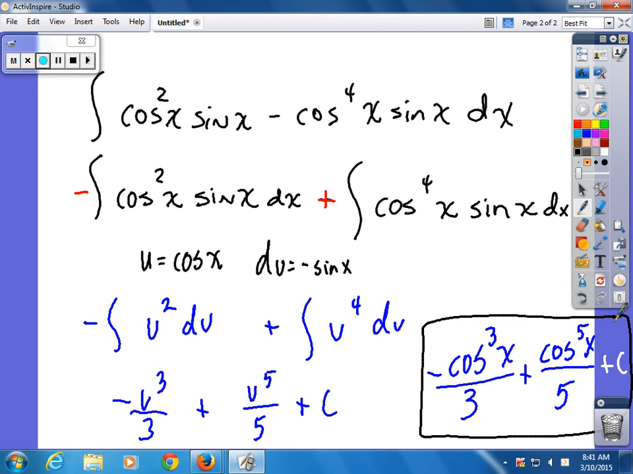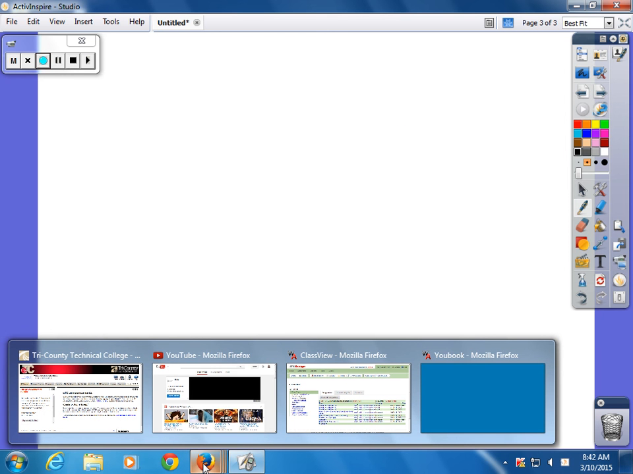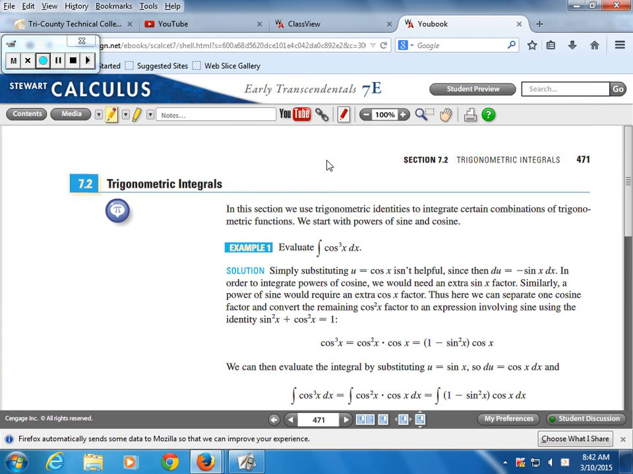All right, this time y'all do cosine squared tangent cubed. Cosine squared tangent cubed. It's number 17 in your book. Let's see if I can snip it like y'all taught me how to do. Let's see, 17. Gotta find the page turner. Where is it?